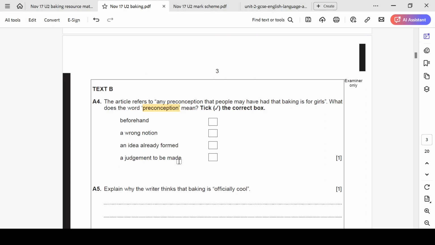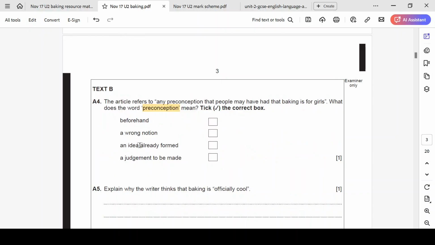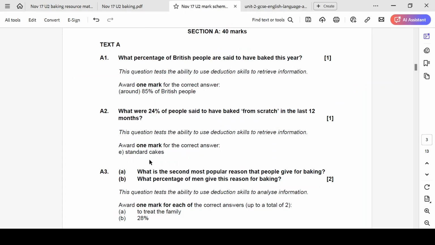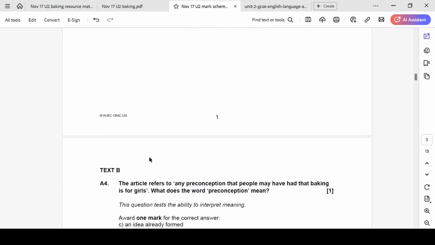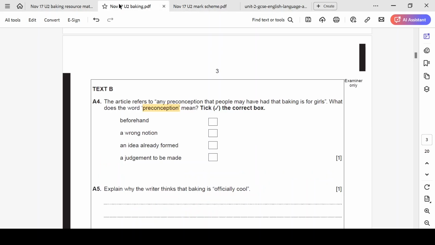So they could all be right. But the one which feels most right for me is an idea that's already been formed. And if I go back to the text, the TV program has certainly done wonders to challenge any idea that's already been formed that people may have had. So an idea that's already in their heads that baking is for girls. So that feels to me as though that's the most right out of those choices. Just check the mark scheme because I have been wrong before. There we go. An idea already formed. So it would be that one there.